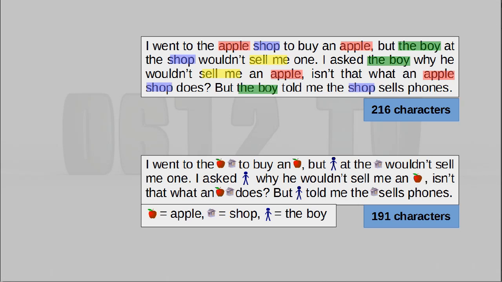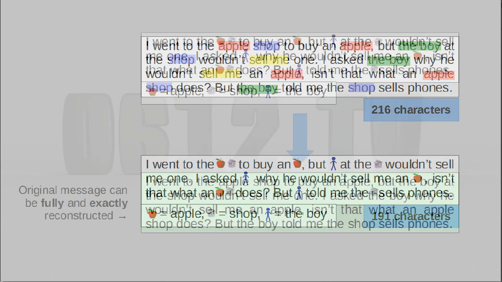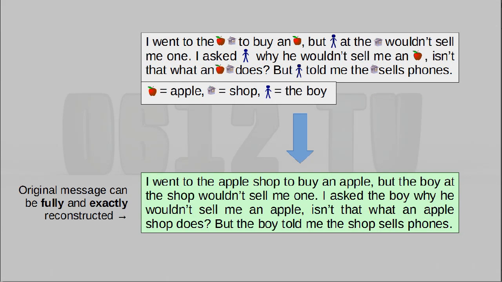And here's the key point. At the end of the day, we can fully reconstruct the original message by performing a substitution for all the symbols based on the legend. This is actually what we mean when we say lossless compression. The original message can be reconstructed exactly, and you lose no information whatsoever.